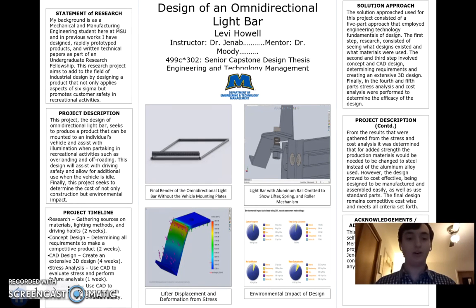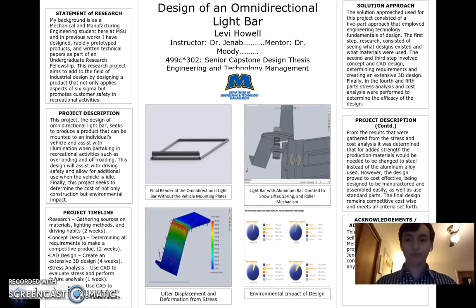In the bottom left-hand corner, there is the stress analysis of the von Mises stresses on the lifter, which shows that there was some deformation, meaning that the project could be strengthened by making it out of steel instead of aluminum. And finally, in the bottom right-hand corner are pie charts that explain the percentages of different parts of the environmental impact.